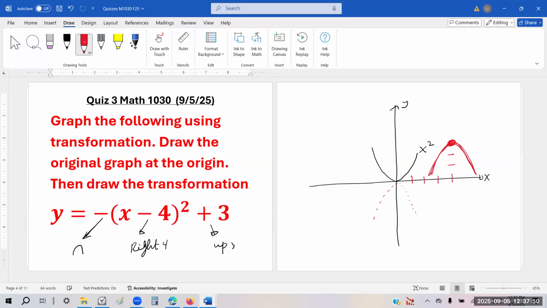In this transformation, you don't have to have the exact x-intercept. As long as I see the new vertex, it's fine. How you walk from origin to the new transformation, if you show that, you're fine.